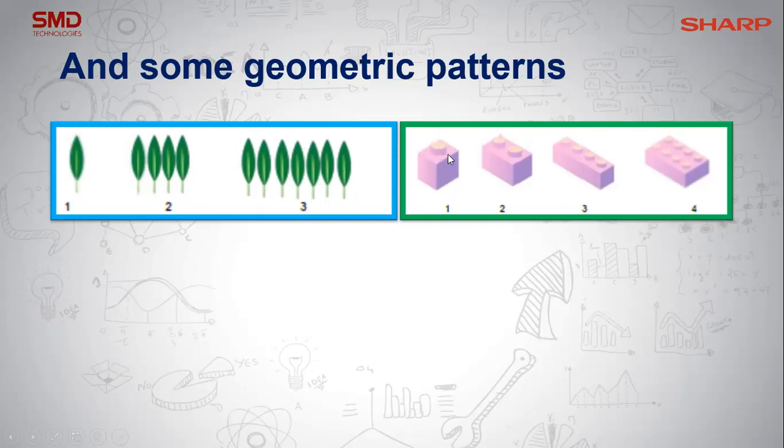Here we've got 1 little tiny Lego block, then the Lego block has doubled to 2, then it's doubled again to 4, then it's doubled again to 8. So we can see that we are multiplying by 2 each time.